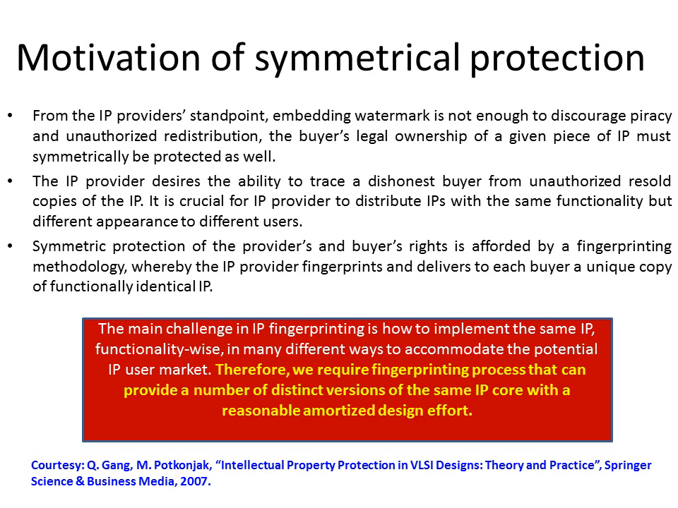Symmetrical protection of a provider and buyer's rights is afforded by the fingerprinting method, where the IP provider fingerprints and delivers to each buyer a unique copy of the functionally identical IP. So here the main challenge is how to implement the same IP functionality in many different ways to accommodate the potential IP user market. Therefore, we require a fingerprinting process that can provide a number of distinct versions of the same IP core, but with a reasonable amortized design effort.